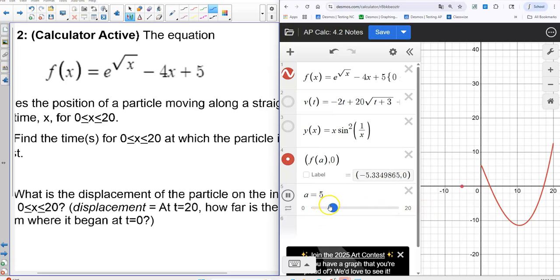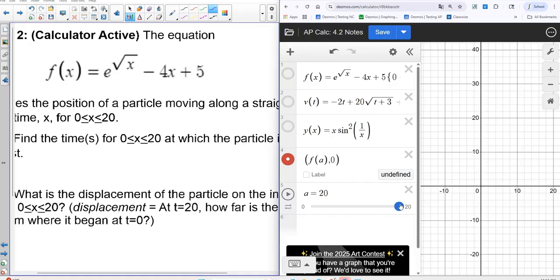Alright, so as I go from 0, right here, that's whenever the particle's at 6, right? In fact, let me hide that. There's where the particle's at 6. The particle goes to the left, and then back to the right. Okay, that's what's happening to this particle. When does it stop?